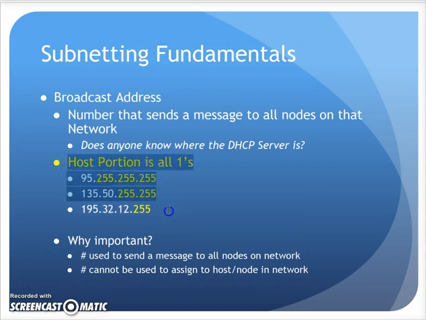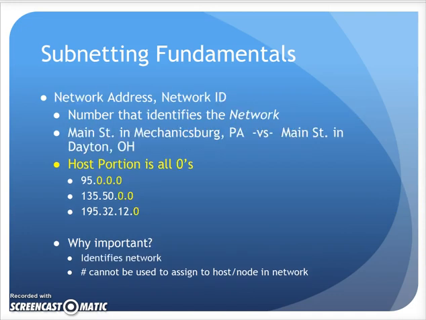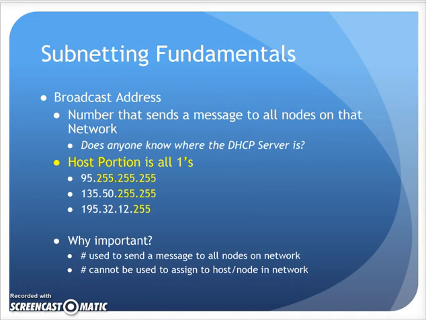Okay? And that happens. There are protocols that do that. Things boot up and ask for addresses, and protocols send messages out saying, hey, I'm looking for. This happens. This gets used. So why is this important? Again, this is a number used to send a message to every node on that network or subnet. Also, this is a number that cannot be assigned to a host or node on the network. Two important numbers, your network number and your broadcast number. Network address, broadcast address. Two important numbers to make sure we know.